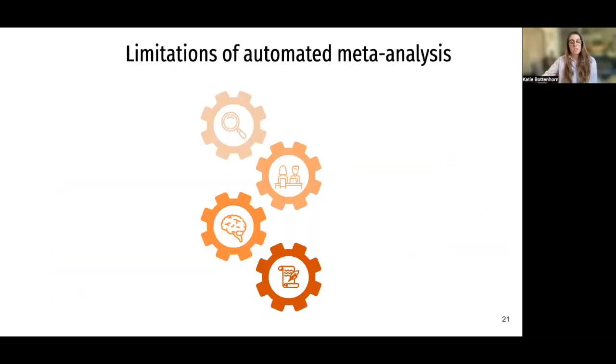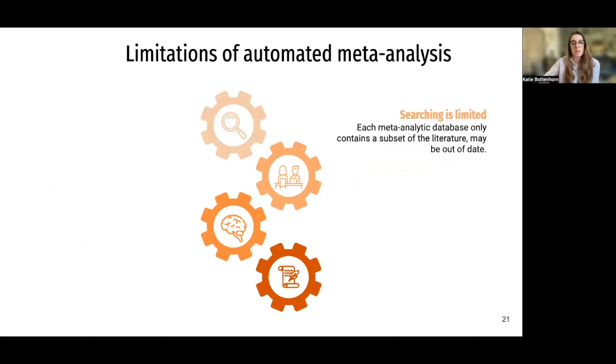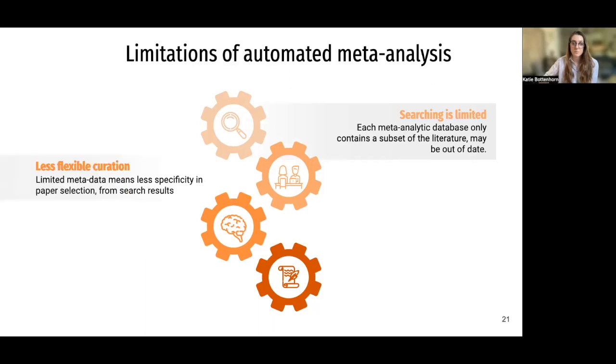Of course, there are limitations of automated meta-analysis. First, the search process is a little bit limited. Each meta-analytic database only contains a subset of the literature, and depending on how often they are updated, it might be a little bit out of date. The curation options are less flexible than reading each paper by yourself, which means a little bit less specificity in the paper selection from the search results.